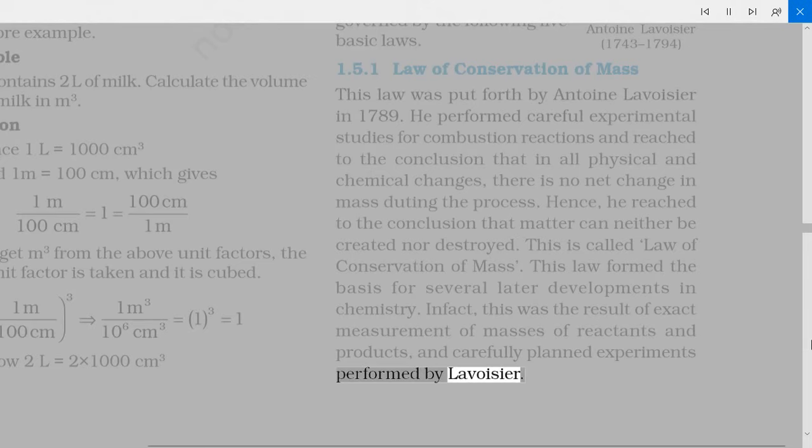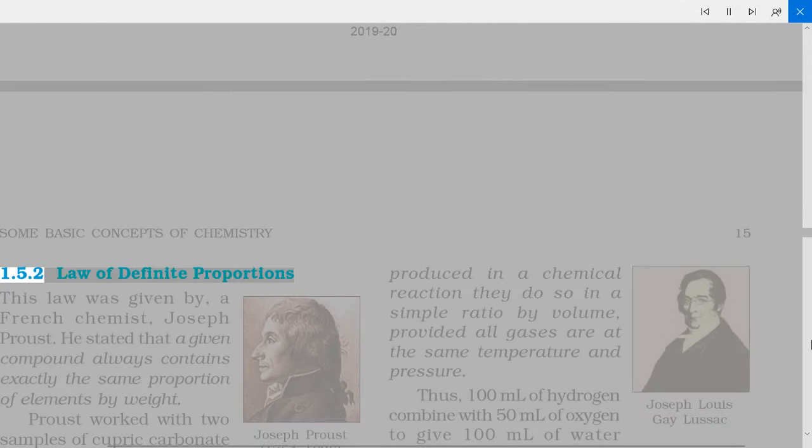Some basic concepts of chemistry. Law of definite proportions. This law was given by a French chemist, Joseph Proust. He stated that a given compound always contains exactly the same proportion of elements by weight. Proust worked with two samples of cupric carbonate, one of which was of natural origin and the other was synthetic. He found that the composition of elements present in it was the same for both the samples as shown below.